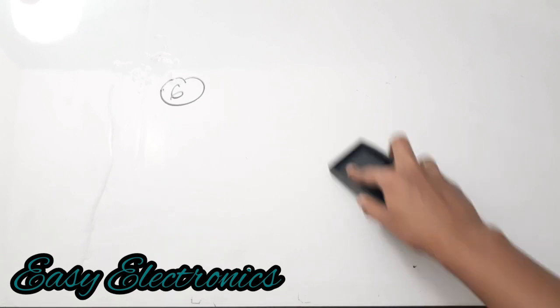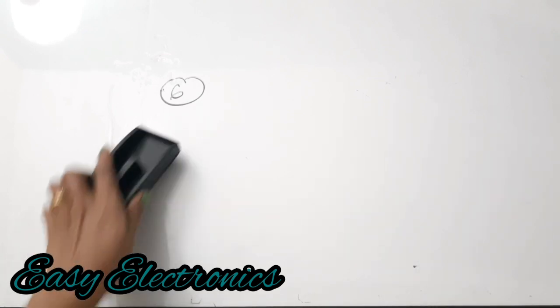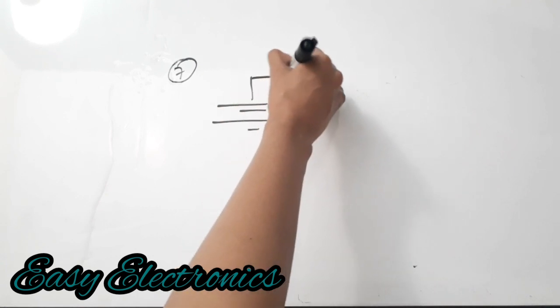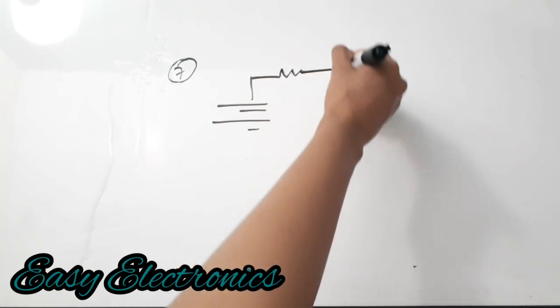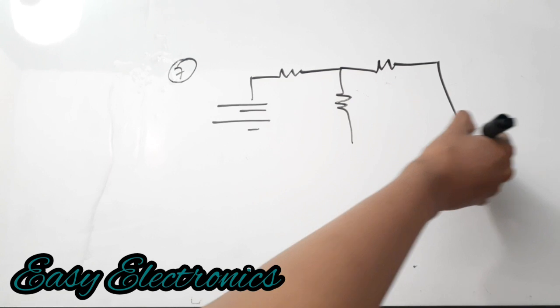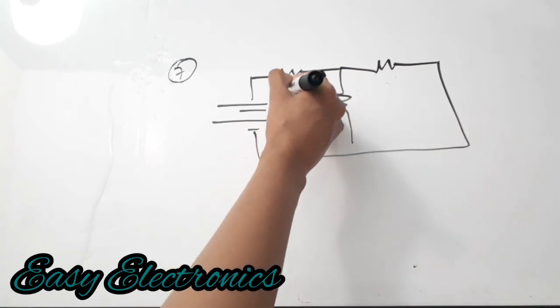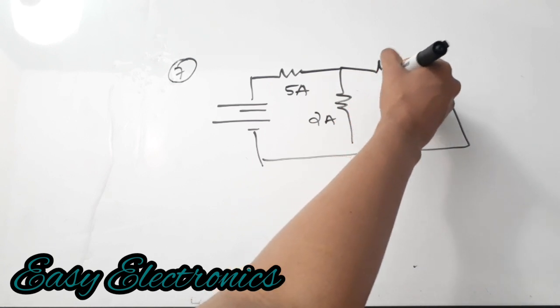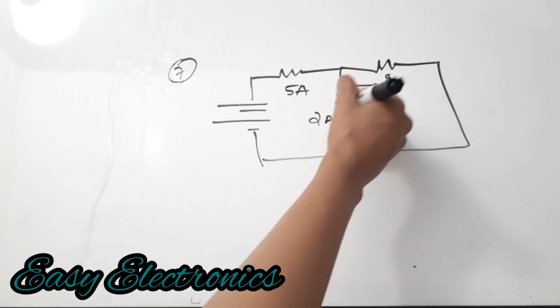Moving on to the seventh question. Seventh question is from network analysis. Find the current I3 in the circuit shown below. I'll draw the circuit for you. There's a voltage source here. There is a resistance, another resistance here, and another resistance here. This is 5 amperes, this is 2 amperes, and this is I3. You need to find that value.